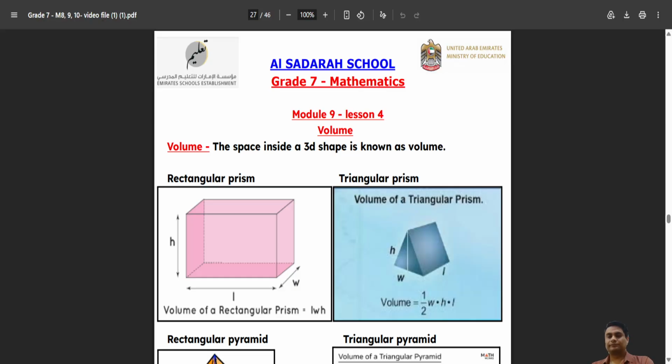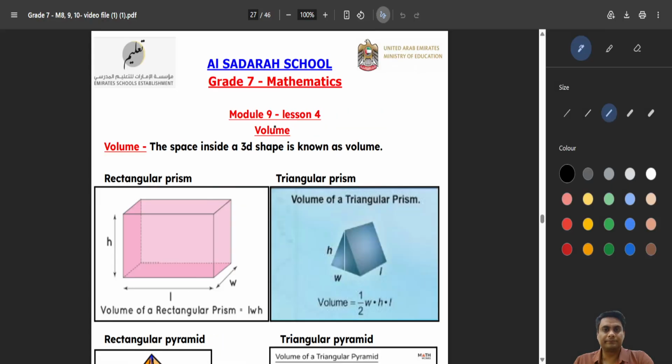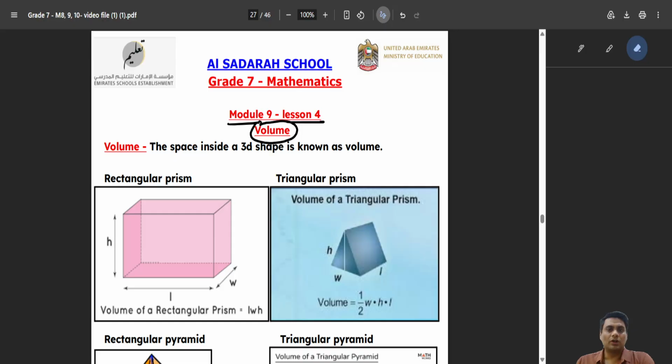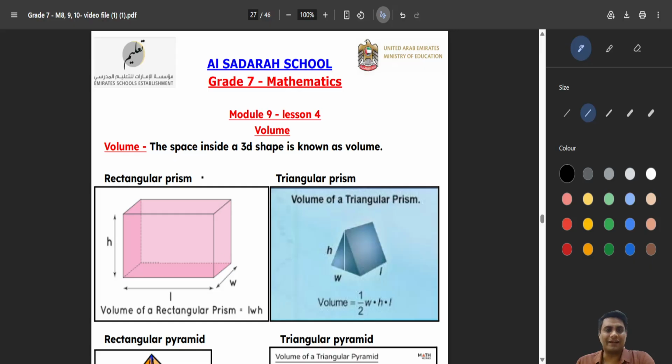Hello boys, let's start today module 9, lesson number 4. Name of the lesson is volume. What is the meaning of volume? Volume means space inside a 3D shape. The empty space available inside a 3D shape.